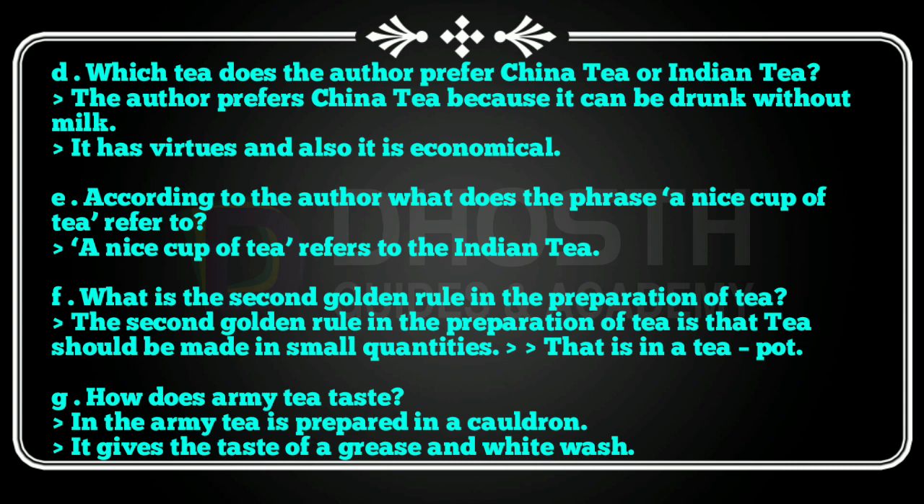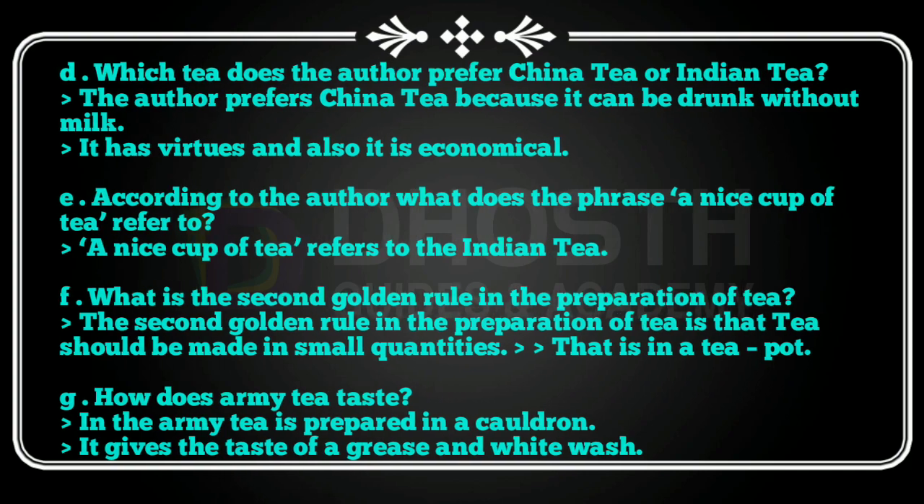What is the second golden rule in the preparation of tea? The second golden rule in the preparation of tea is that tea should be made in small quantities, that is, in a teapot. How does army tea taste? In the army, tea is prepared in a cauldron. It gives the taste of grease and whitewash.